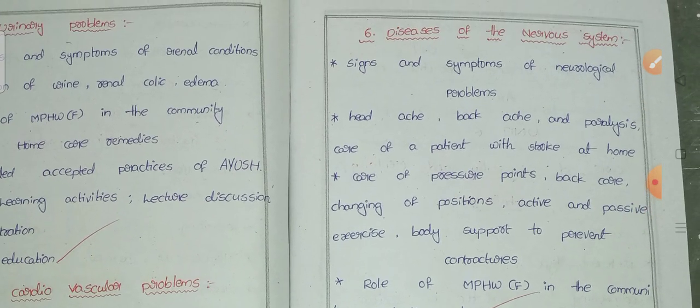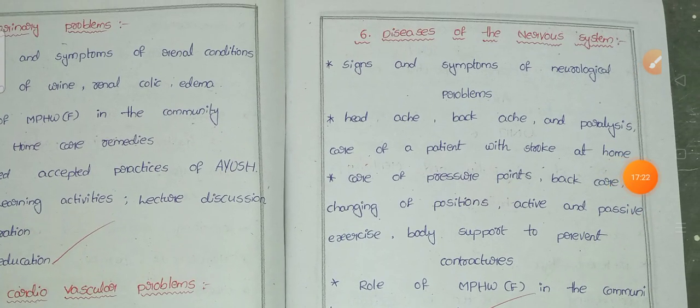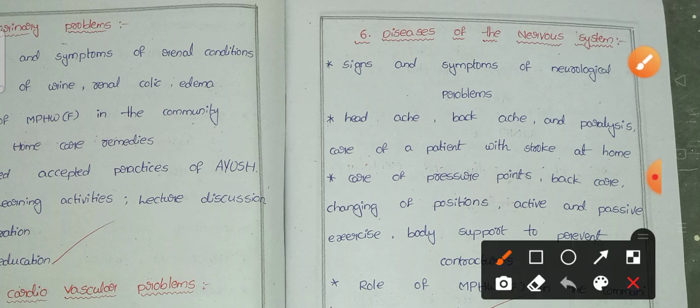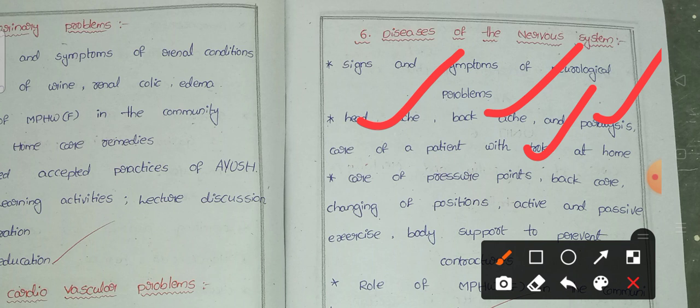In diseases of the nervous system, signs and symptoms, we should be able to define and list out the problems like headache, backache, paralysis, stroke, pressure points, back care, changing of positions, active and passive exercises. These topics are very important. Stroke is also known as CVA, cerebrovascular accident. Insufficient supply of oxygen to the brain leads to stroke.